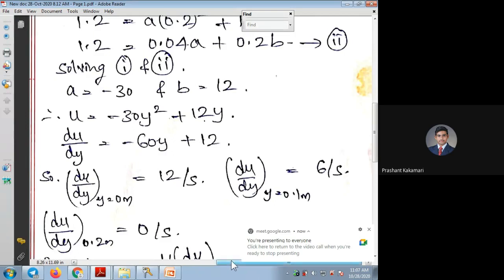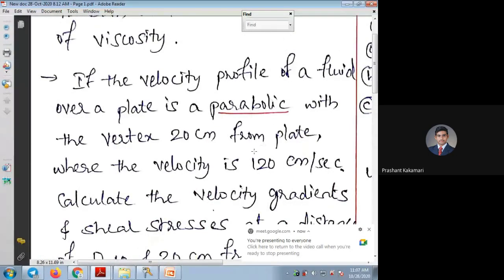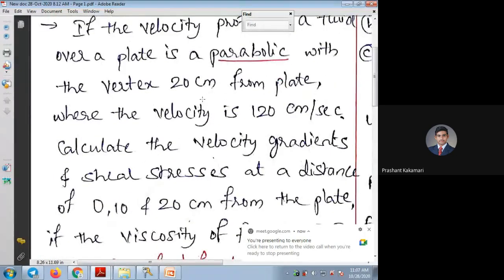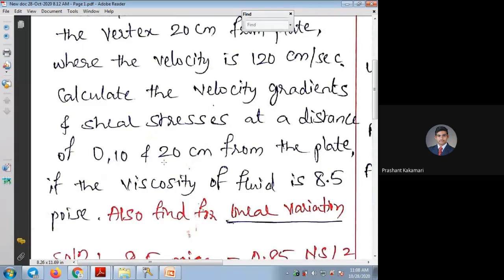I'll briefly repeat the steps here. In the question, they have given the velocity parabolic profile, and at the vertex, at the tip of the parabolic or the center of the parabolic, they have given maximum velocity 120 centimeter per second at a distance of 20. What we need to find out is velocity gradient, du by dy, and shear stress we need to find out at these 3 points, 0, 10, 20 centimeters, with viscosity value 8.5 poise or 0.85 Newton second per meter square.